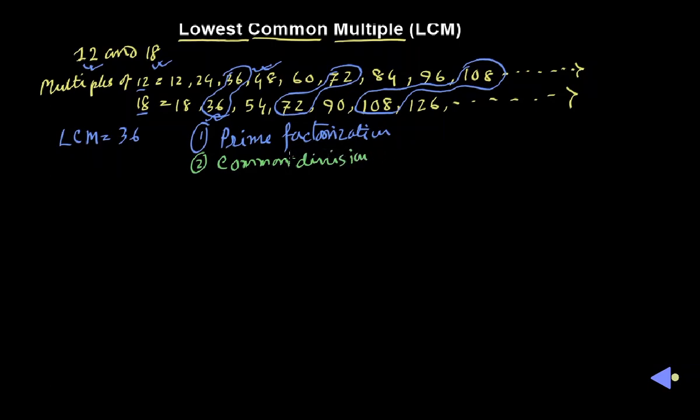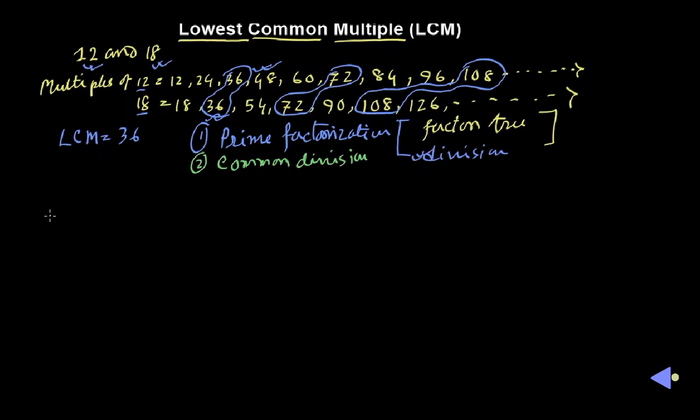Prime factorization can be done in two ways. You have already learned about those methods. One is the factor tree method of doing prime factorization, and the other is simply the division method. Let us take those two numbers, 12 and 18. First we find the prime factorization by the division method.